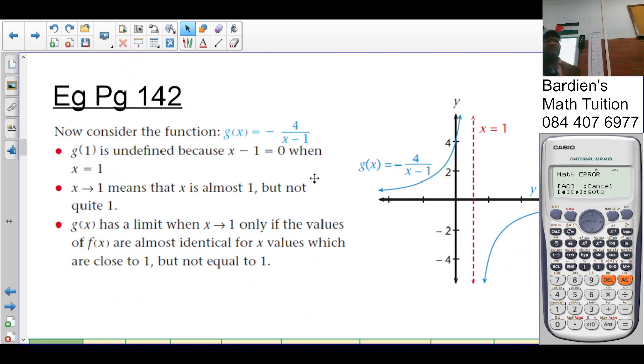So now consider the function g of x equal to negative 4 over x minus 1. g of 1 is undefined because the denominator is equal to 0. Can this be simplified, people? No. So does this limit exist? No. Okay. So g of 1 is undefined because x minus 1 is equal to 0, so x is equal to 1. That means x tends to 1, that means x is almost 1, but not quite 1. g of x has a limit when x approaches 1 only if the value of g of x is almost identical for x values which are closer to 1 but not equal to 1. But is it identical? No. So the limit does not exist.